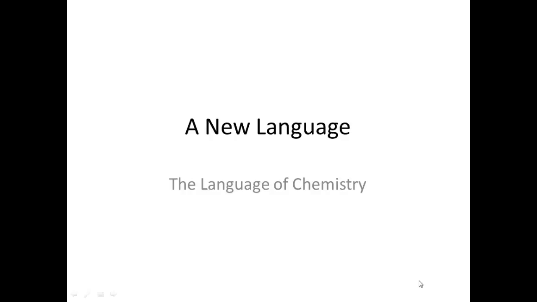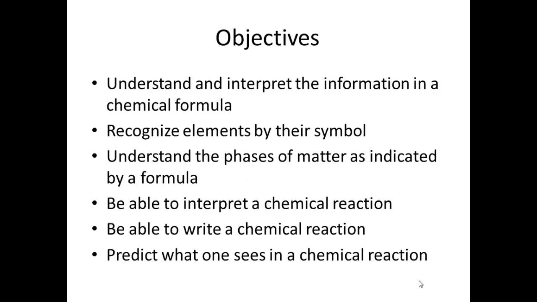A new language, we're going to talk about the actual language of chemistry. Similar to other languages, we have symbols and characters that have a meaning in a chemical context. What we should be able to do by the end of this is understand and interpret information in a chemical formula, which you probably saw some in biology. We should recognize elements by their symbol.